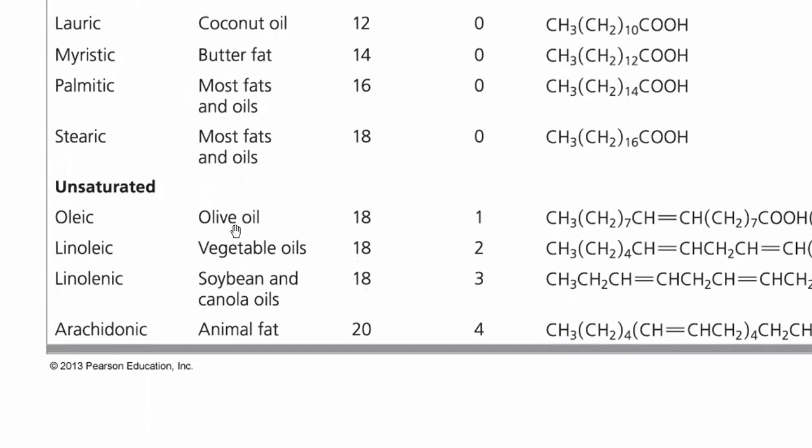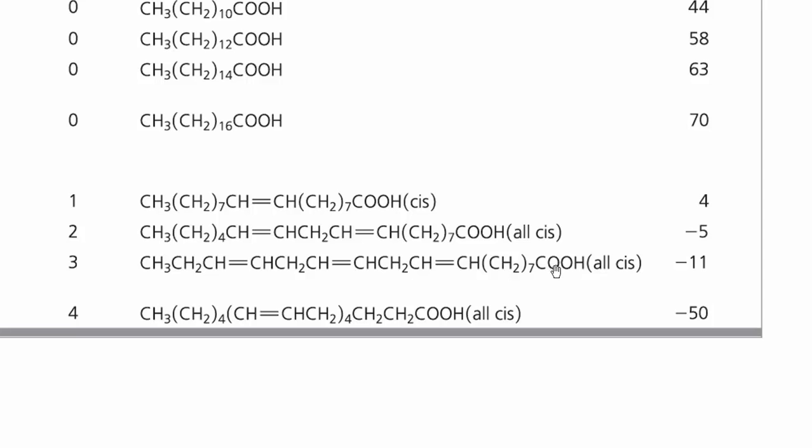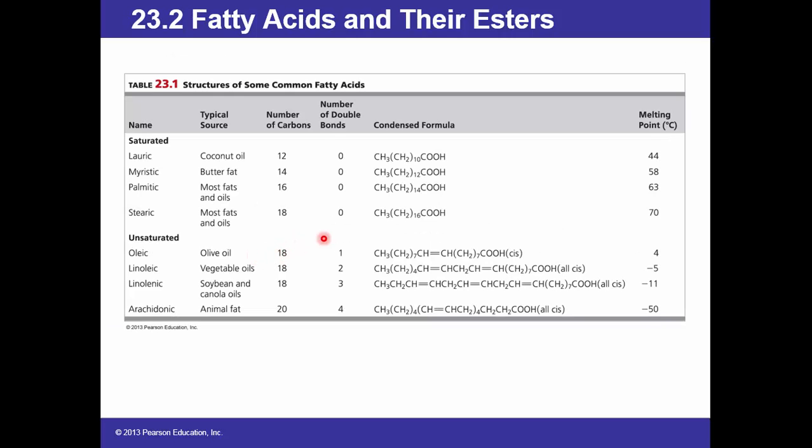Also here we have unsaturated, as we said, olive oil 18:1, one double bond. Linoleic 18:2. Linolenic, soybean and canola oils, 18:3, three double bonds. And then arachidonic, animal fat, 20 carbons with four double bonds. Now here we can again look at the melting point. You see here, melting point decreases with increasing number of double bonds. Again, there is a gradual decrease in melting point with increasing number of double bonds this time. So know this property. If you are asked which of the following has the highest or the lowest melting point, know that.